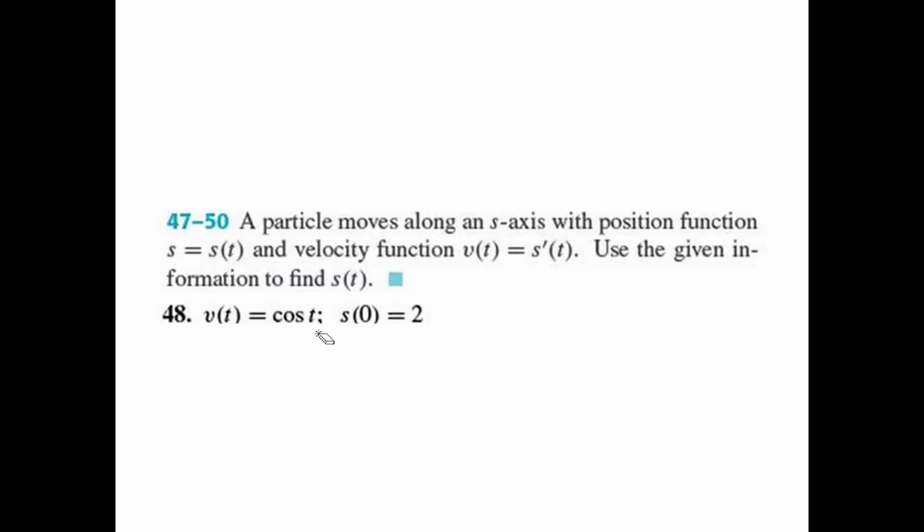Okay. So a particle moves along an s-axis with the position function s equals s of t and velocity function v of t equals s prime of t. Use the given information to find s of t.